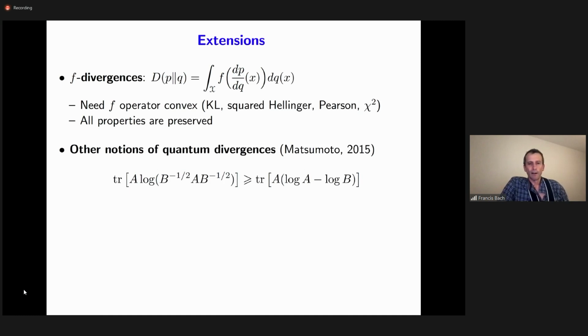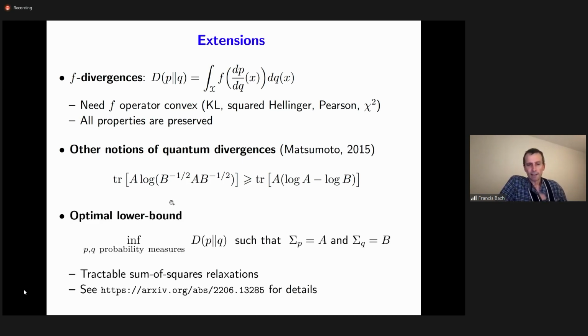Now, if you know about quantum information theory, which I didn't know before starting this work, some colleagues told me that there are better divergences than trace of A log A minus log B, which are always higher. And since we look at lower bounds, always higher is always better. So we can also use that as quantum entropy. And let me skip that. You can look at the paper to know more about this.